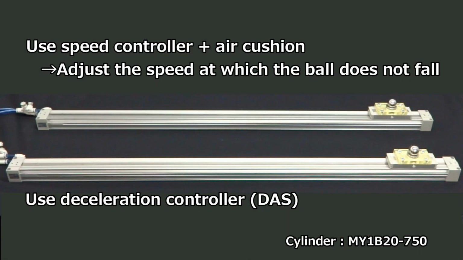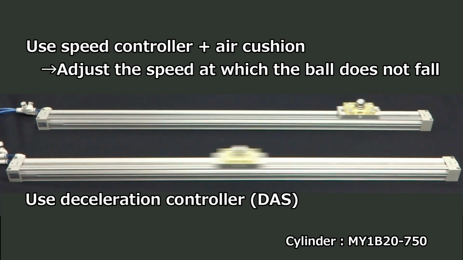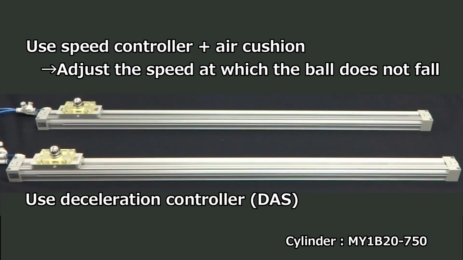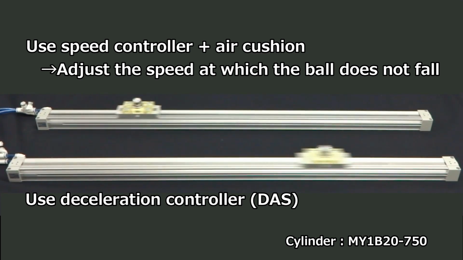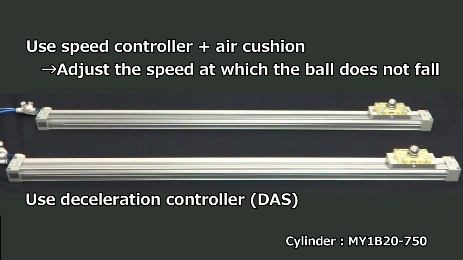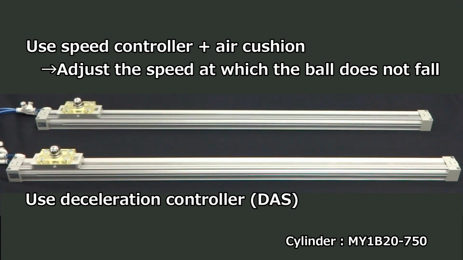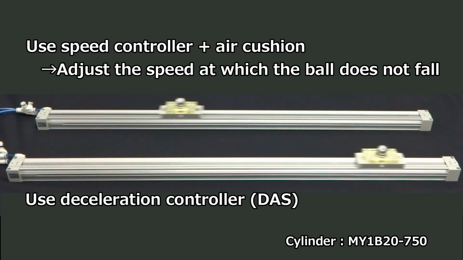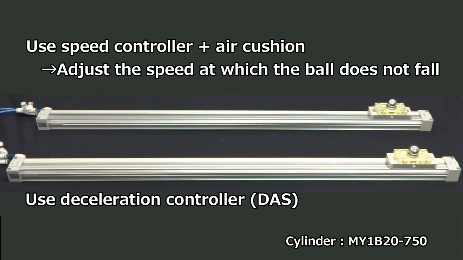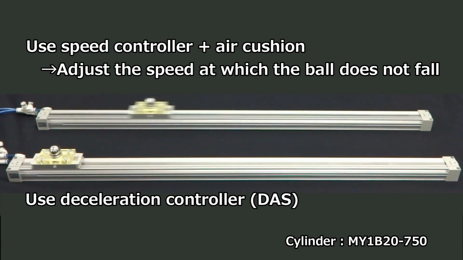Next, adjust the speed of a speed controller so that the ball does not fall. At the end of the stroke, the ball has not fallen, but the stroke time is long. Also, a piston started to move slowly since the speed controller is closed a bit. If the speed is increased any further, the ball will fall.